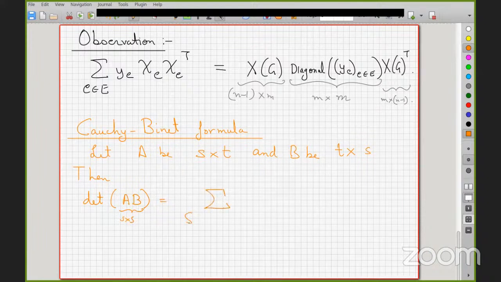the sum over all subsets W of 1 to T of size exactly S of the determinant of A, where you take all the rows but only the columns corresponding to W in order, times the determinant of the corresponding part of B. Now B is T cross S, so you take the corresponding rows of B and all the columns.